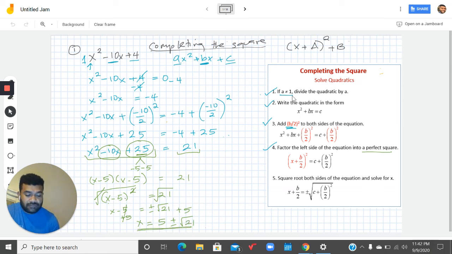It's something to think about when you're doing completing the square. If you just follow the steps, make sure that the coefficient in front of the a or the x squared has to be 1. If it's above 1, just divide the whole thing by a, the left and the right. They would rather have you just have the x squared in front. And then the next one is to write the quadratic in the form x squared plus bx, and then the c, you just move it.